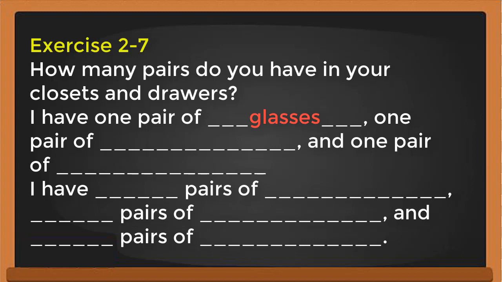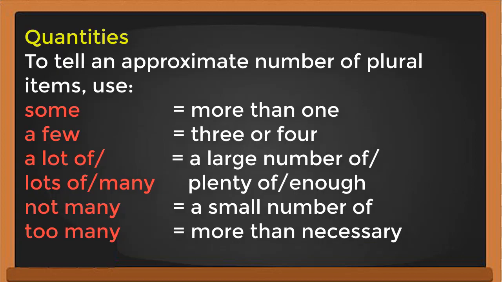Now let's go to exercise 2.7. How many pairs do you have in your closet and drawer? For example, here I give you an example. I have 1 pair of glasses in my drawer. The next one, you can do by yourself. You can use this in conversation if you want to tell someone how many pairs you have in your closet or drawer.